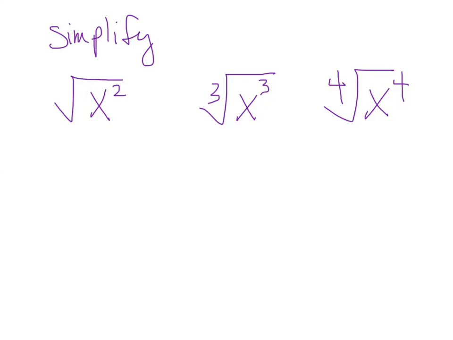All right, let's compare the square root of x squared, the cube root of x cubed, and the fourth root of x to the fourth. When we take an even radical, and in this first case it's a square root, we have a circumstance where a negative can't come out of an even root. So to make sure that it's always positive, then we have to put absolute values around it.